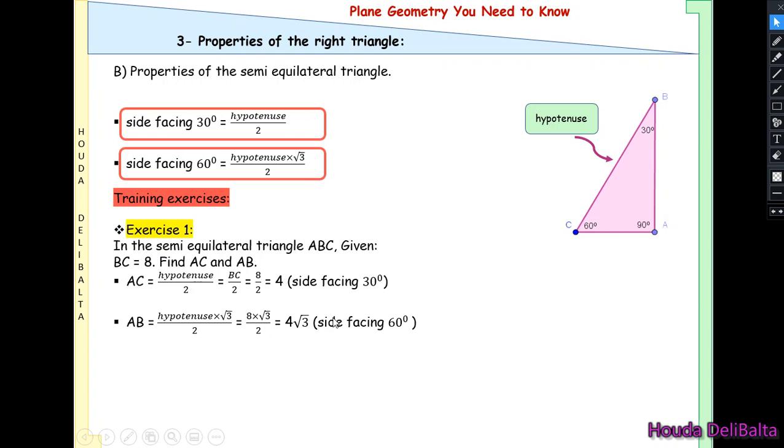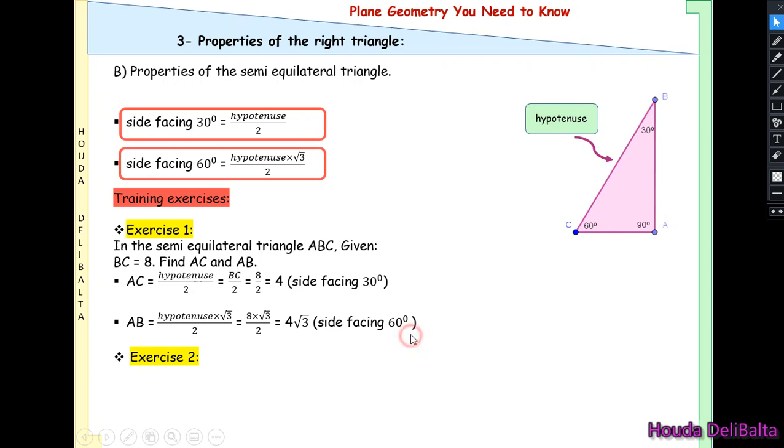If you are going to compare, the side facing 30 is 4 and the side facing 60 is equal to 4 radical 3, as if it's equal to that side multiplied by radical 3. That's to make sure that your answer is correct. You have to get the same value here, but multiplied by radical 3 for the side facing 60.